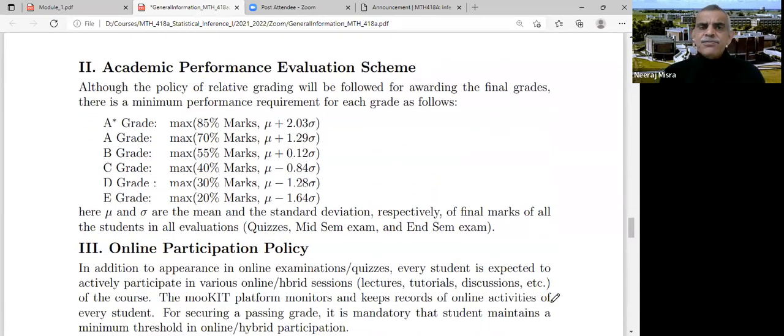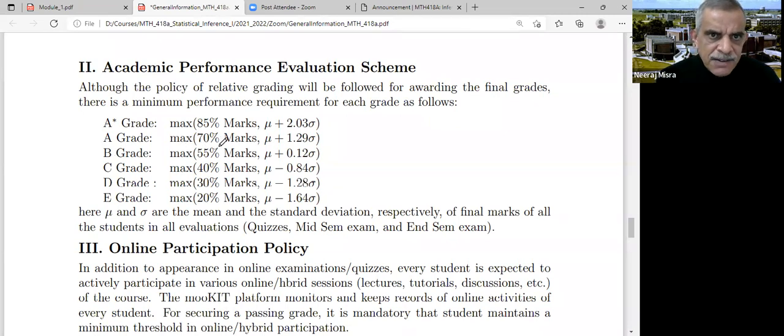Then how your grades would be awarded. Normally I follow a relative grading, but then I also expect that there is a minimum threshold that you follow to clear a course. So for getting an A-star grade, you should get a minimum of 85% marks or mu plus 2.03 sigma. Mu is the mean of the total marks of all students. Sigma is the standard deviation of the marks of all our students.